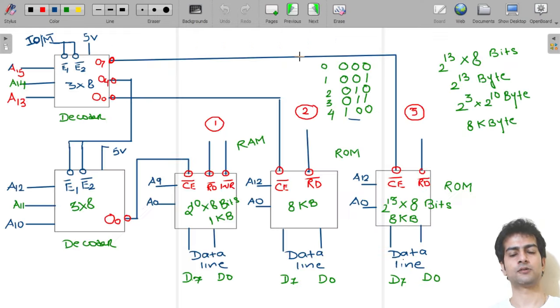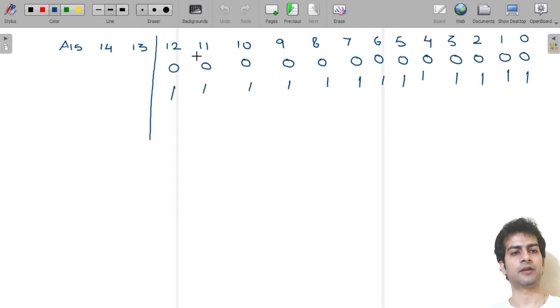Simple. Now see, this will be enabled when O7 of this decoder is enabled, and O7 will be enabled when its input is 111. When its input is 111, the O7 line will get enabled and it will enable this one. So write A15 to A13 as 1 1 1. So this is the address range of memory number 3. Now you can find it in hexadecimal form; I am not going to do it, you can do it easily.